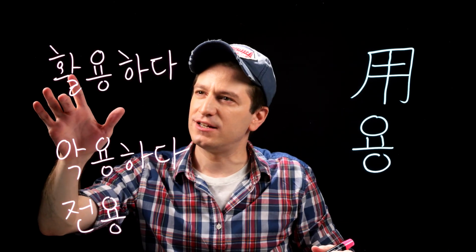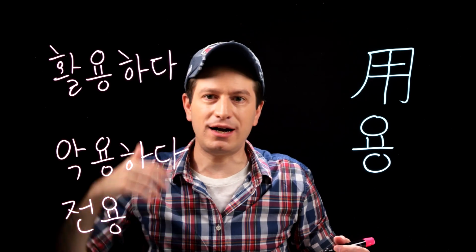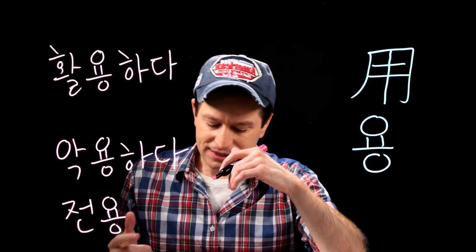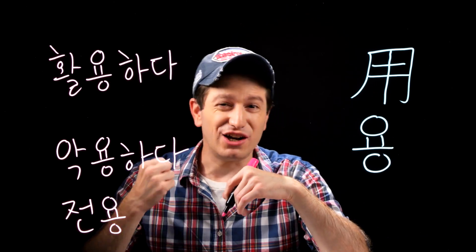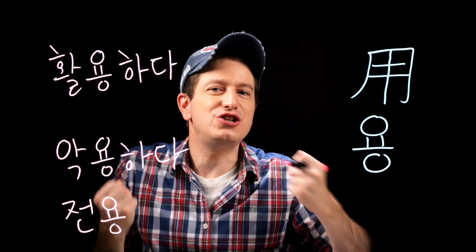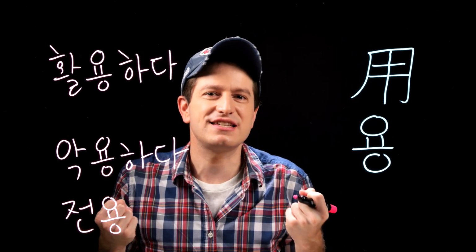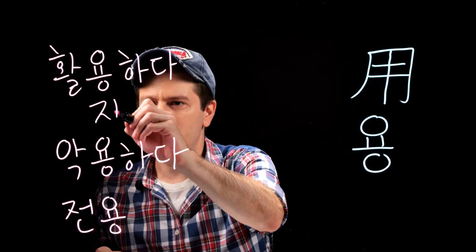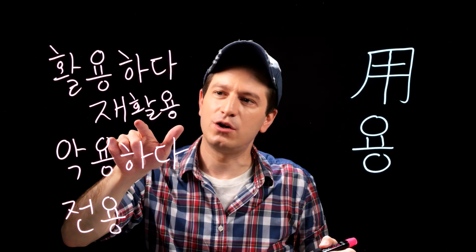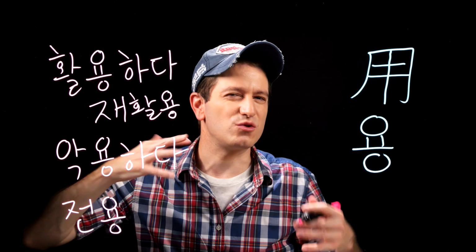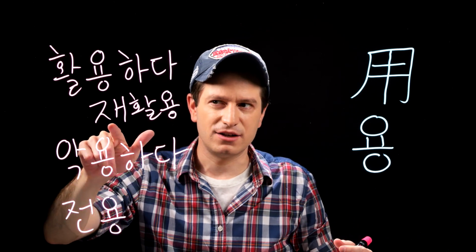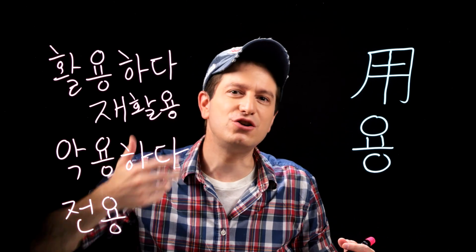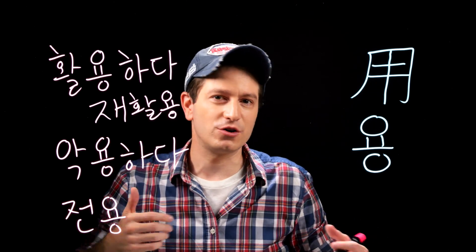The first one is 활용하다. Now, 활 means life. You might know it in the word 생활. And this is something that you're using a lot. So you're making good use of something, or you're harnessing something like that. So to make good use of. And there's another word that looks like this, 재활용. 재 means re or again. So this is reuse, to once more make good use of something. And this is the word for recycle.